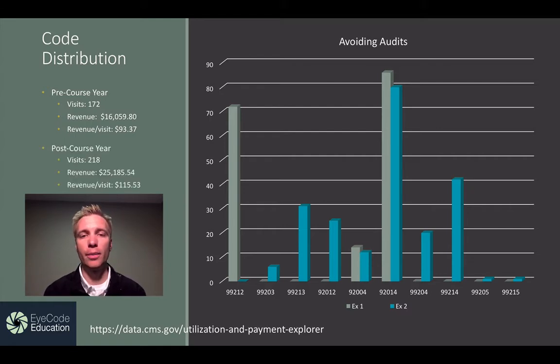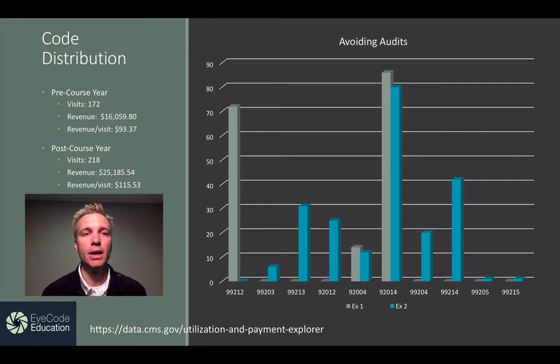So what you're seeing here on the bar graph is in gray is his pre-course year, and in blue is the post-course year. And what we're seeing on his pre-course year was that he had 172 visits for about $16,000 in revenue at about $93 per visit per revenue. And what he was doing was mainly using, for established patients, either a 92014 or a 99212. For new patients, he was always using a 92004 for those visits. And so again, he's at a higher risk for audit, but he's also not maximizing his revenue for the services that he's providing.